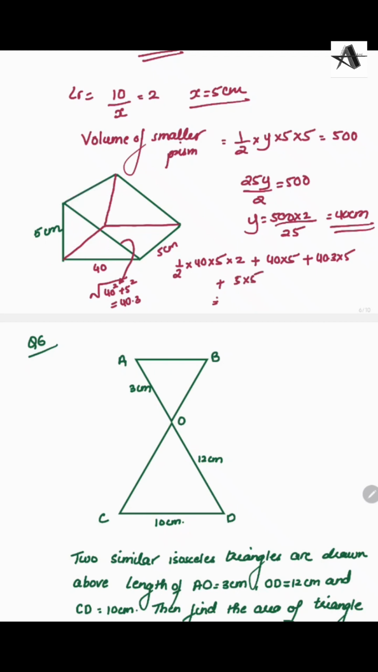If we add them all together, the answer will be 626.5 centimeters squared. Don't use cubed. Sometimes I have seen that kids make this kind of mistake. This is 626.5 centimeters squared. This is the surface area of the smaller prism.